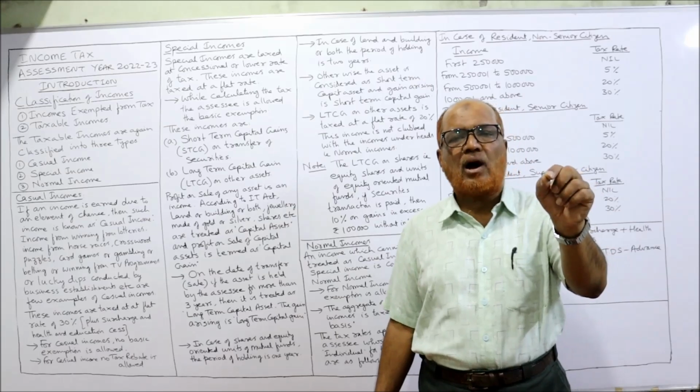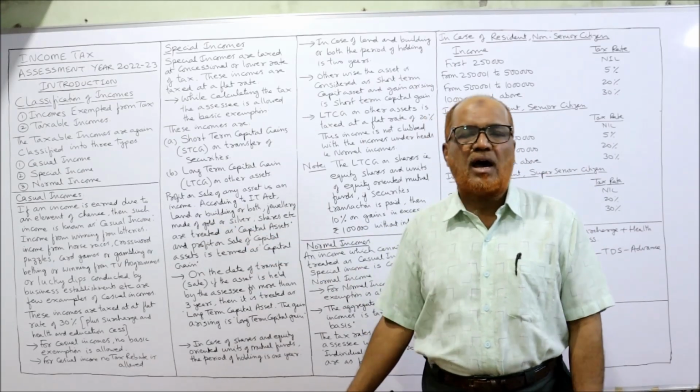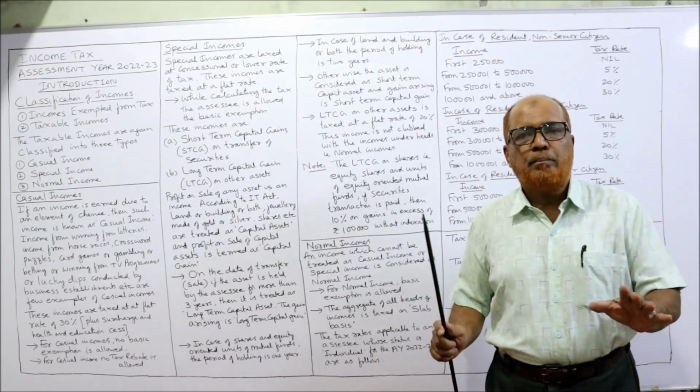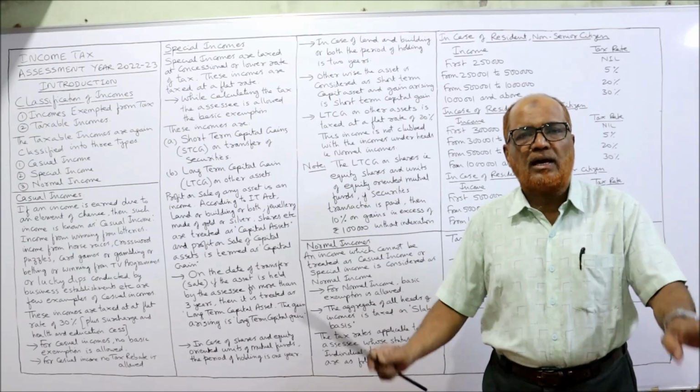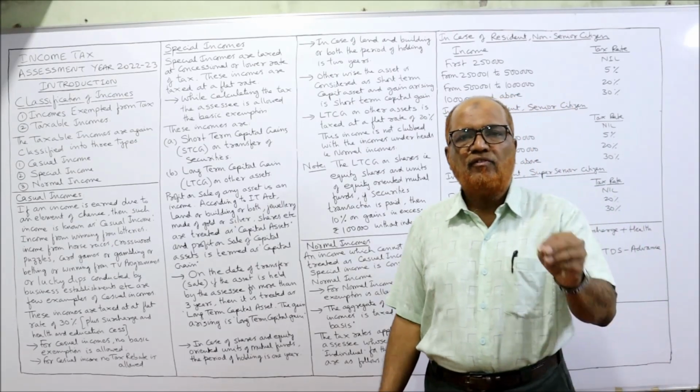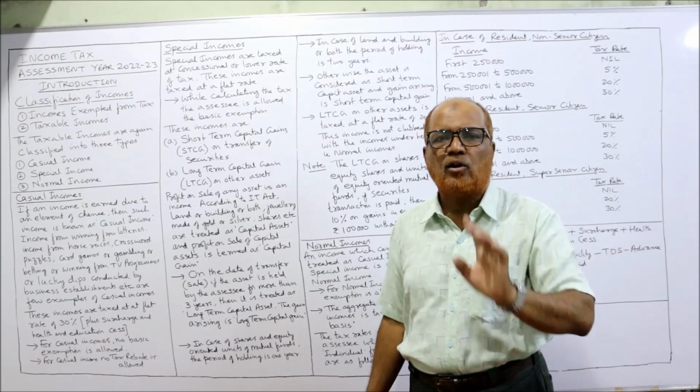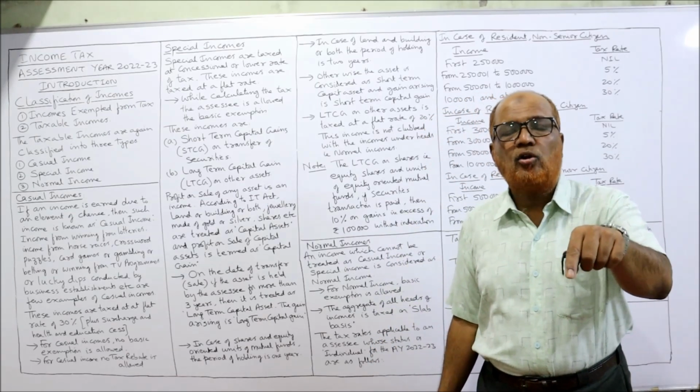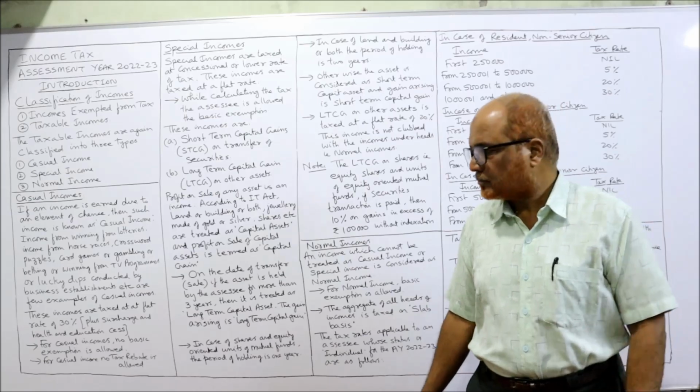Now, for casual incomes, no basic exemption is given. Basic exemption is allowed for special incomes and normal incomes, but the basic exemption limit is not allowed for casual income. Even if a person wins a small amount of 100 rupees, tax will be calculated on that 100 rupees also.